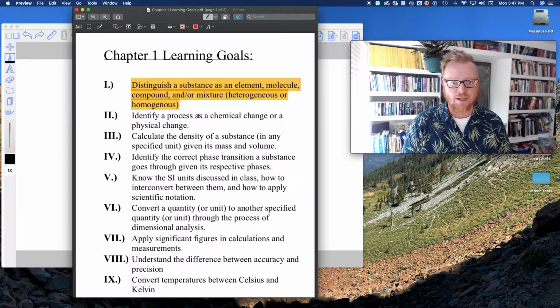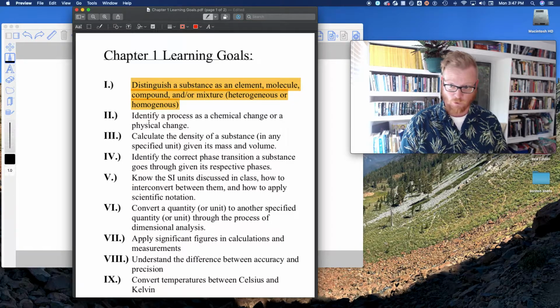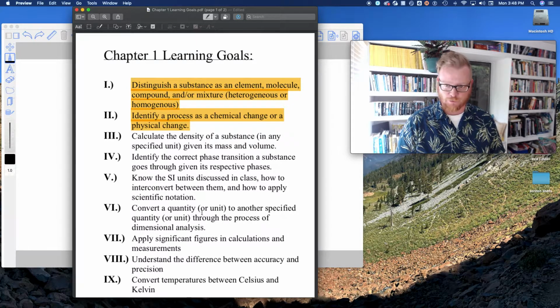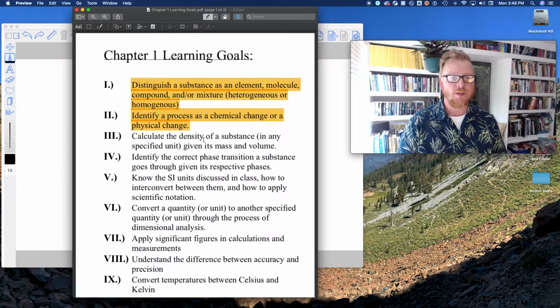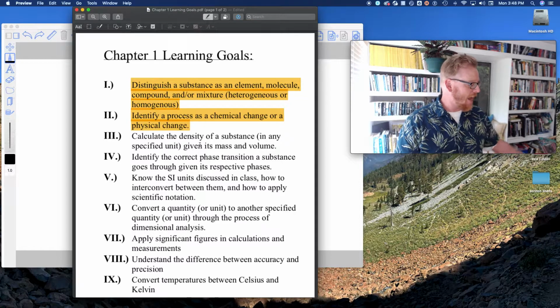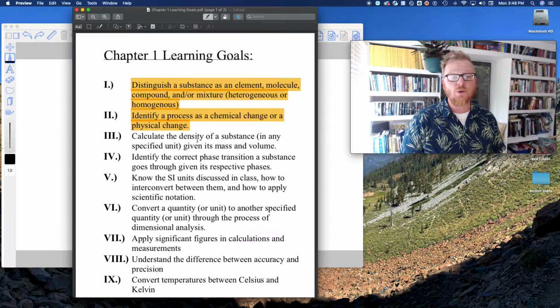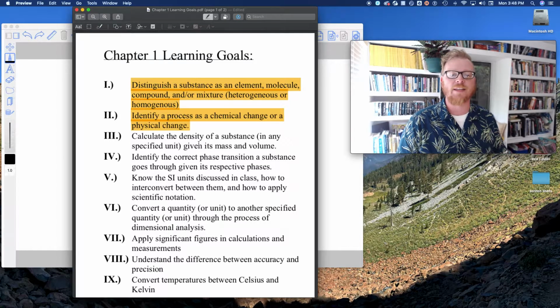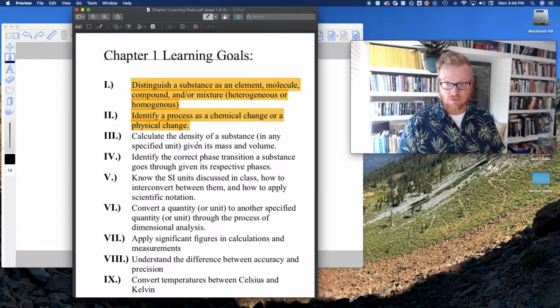Identify a process as a chemical change or a physical change. Yeah, 100%. We did that in the first lecture, okay? Calculate the density of a substance given its mass and volume. We didn't quite do any calculations with this yet. I showed you how to use the formula, okay? But we're going to get into some more examples of this. So I'm not going to check this one off yet. We did kind of talk about it a little bit, but after we've had some examples, maybe we can revisit this.